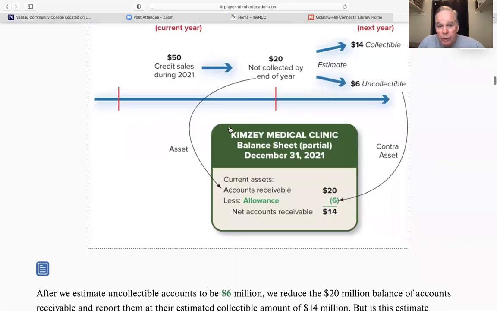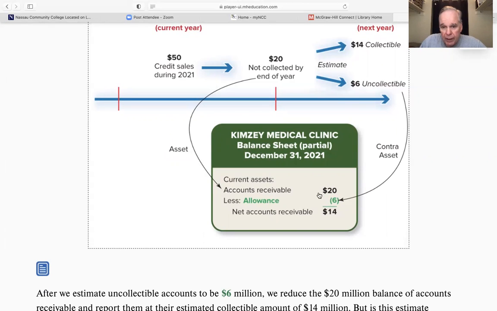On the balance sheet, what does it look like? Accounts receivable, 20, less allowance, 6, net, 14. So you see what you're telling everybody? You're telling the readers of the financial statements, the people you're presenting these financial statements to, right? Think of your stockholders, think of your investors, think of your banks or other places where you borrow money from. Look at what you're telling them. Look at the story these numbers say.